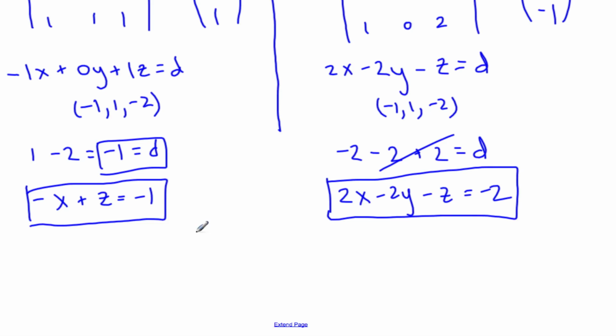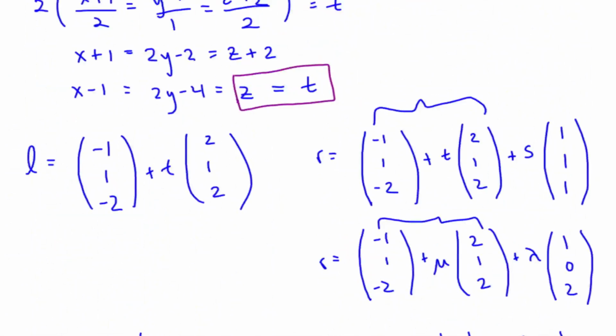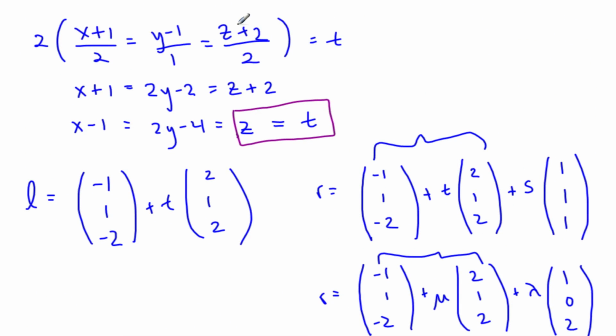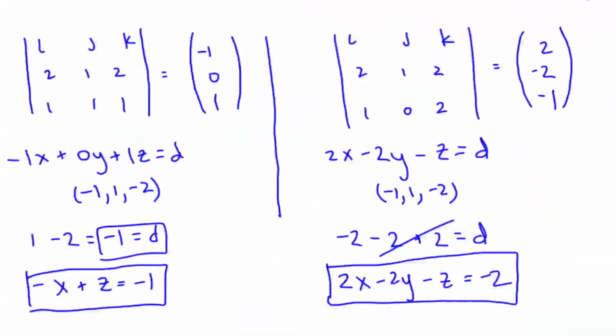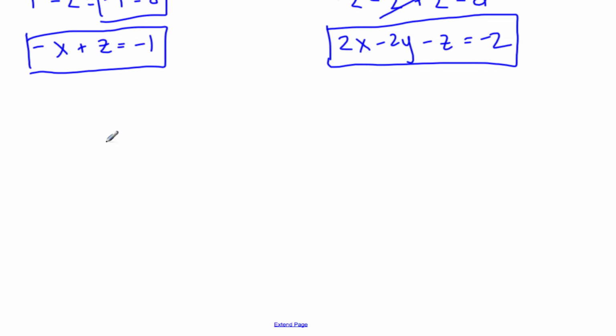And now what I'm going to do is I'm going to solve these two Cartesian equations, and I should get the line again. And it might look a little bit different, but let's just make sure that it is the same line. Okay, so let's go. So how do I do this? I put this in what's called augmented form. So just take the coefficients, negative 1, 0, 1, and then negative 1, and then 2, minus 2, minus 1, minus 2.